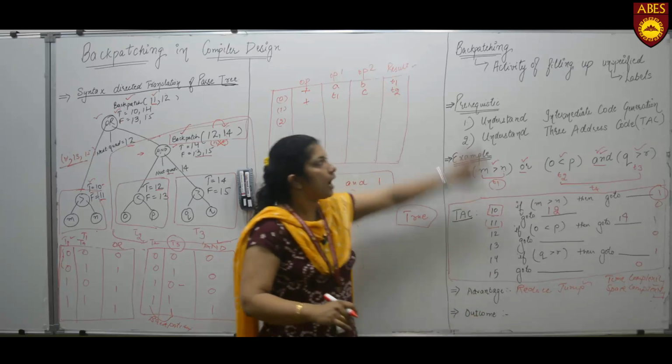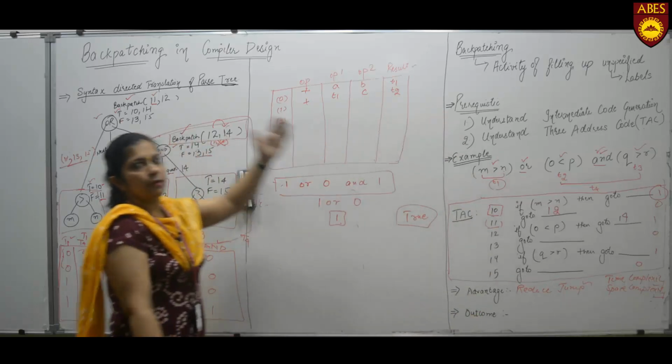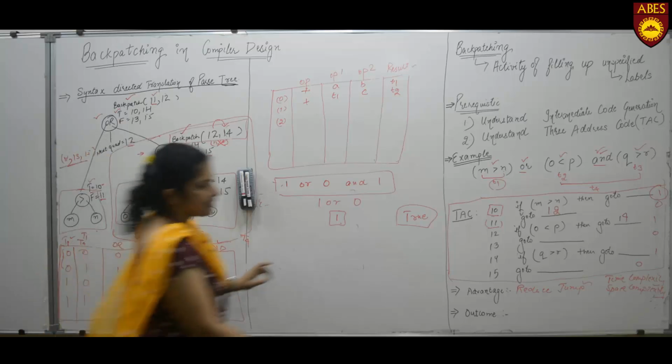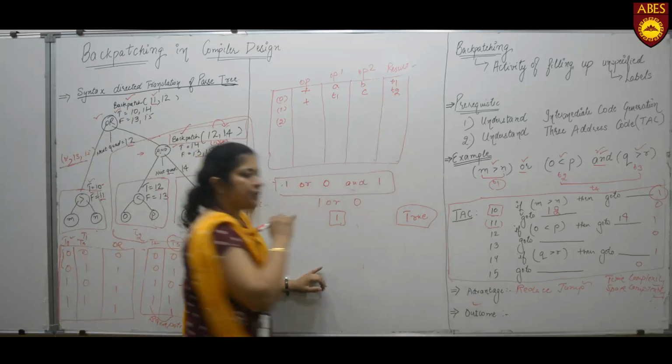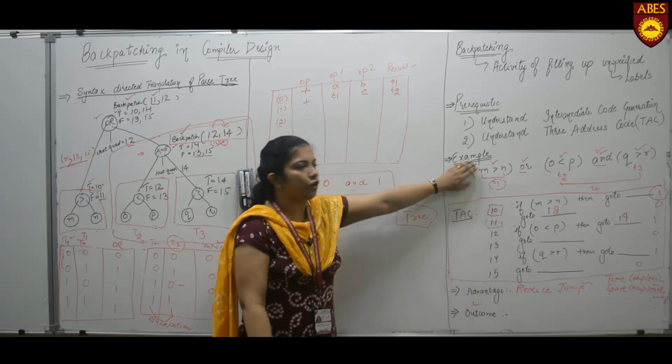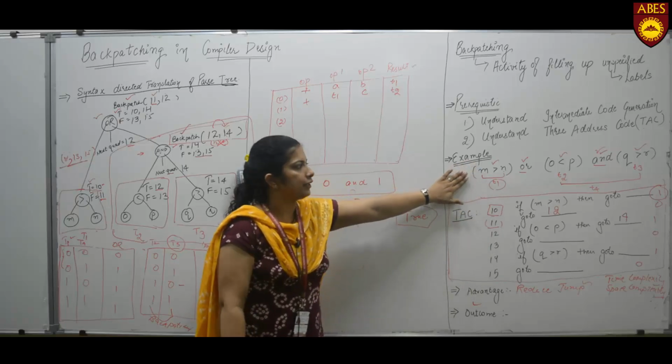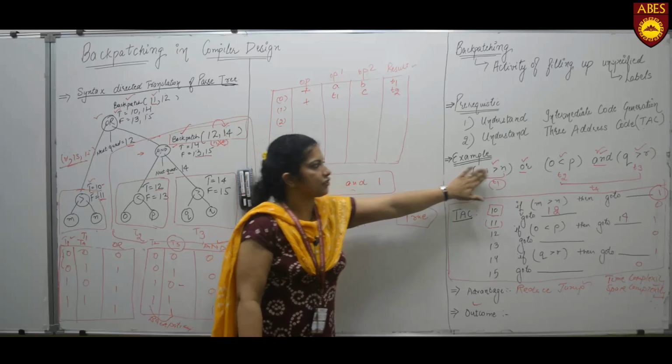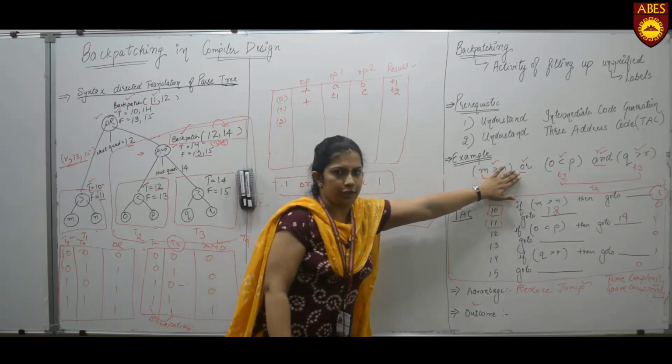Now, what is the outcome for this topic of backpatching? Its outcome is that now you are able to construct the three address code for expressions having the mode operators, that is relational operators or Boolean operators.